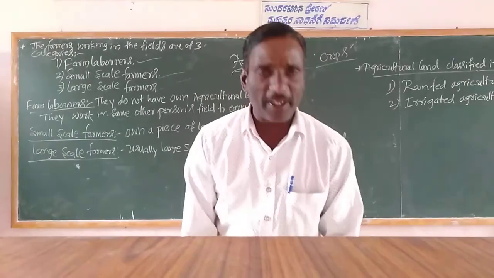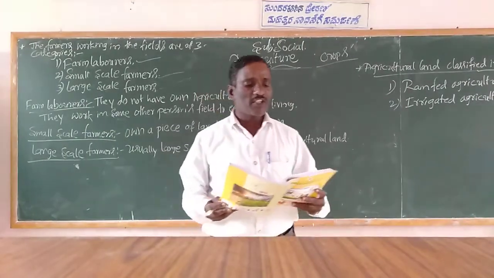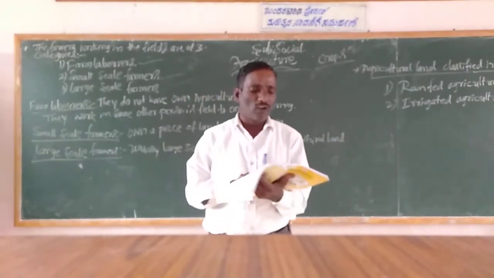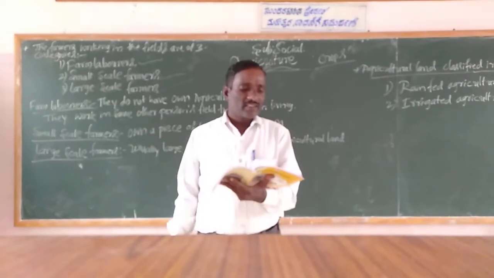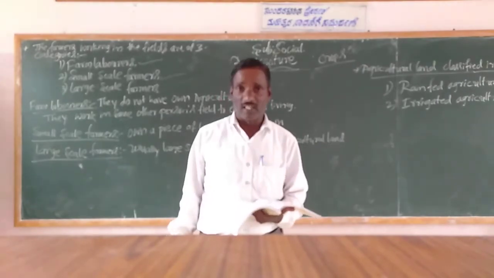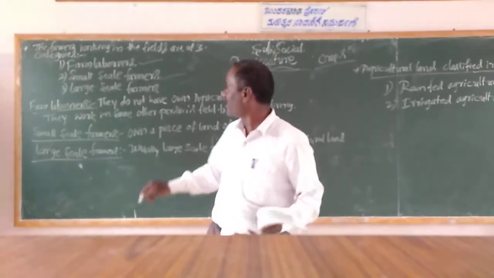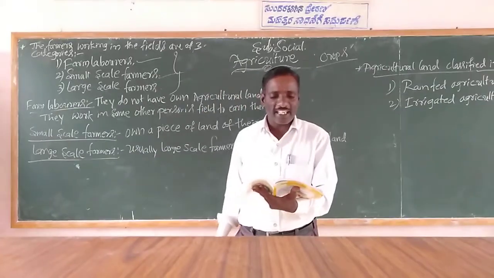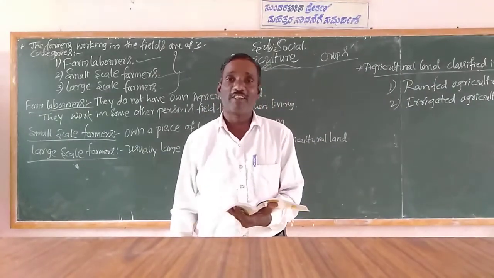In your textbook, page number 100, read the information given below. Try to understand the three categories of the farmers. You can take the help of your elders.